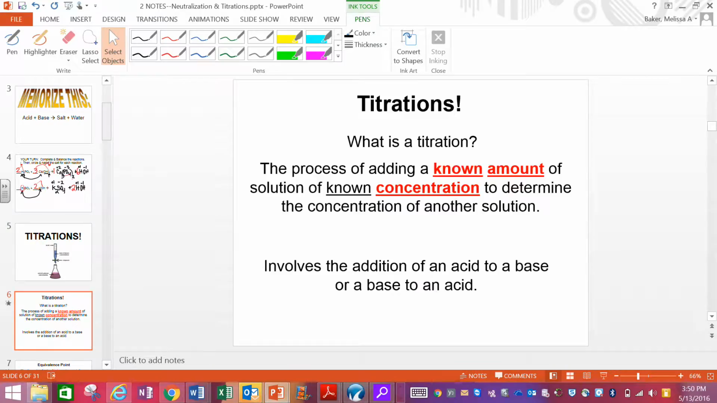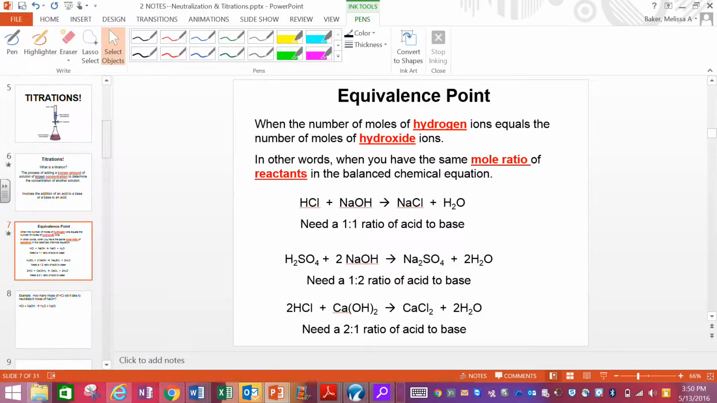So again, a titration is the process of adding a known amount of solution of a known concentration to determine the concentration of the other solution. You can add an acid to a base, or you can add a base to an acid. The equivalence point is that magic moment where the number of moles of hydrogen ions is the exact same as the number of moles of hydroxide ions. You can imagine why this would make sense, because if you have, let's say this one hydrogen represents 1 mole of hydrogens, and you've got 1 mole of hydroxides, guess what? That's pure water right there.